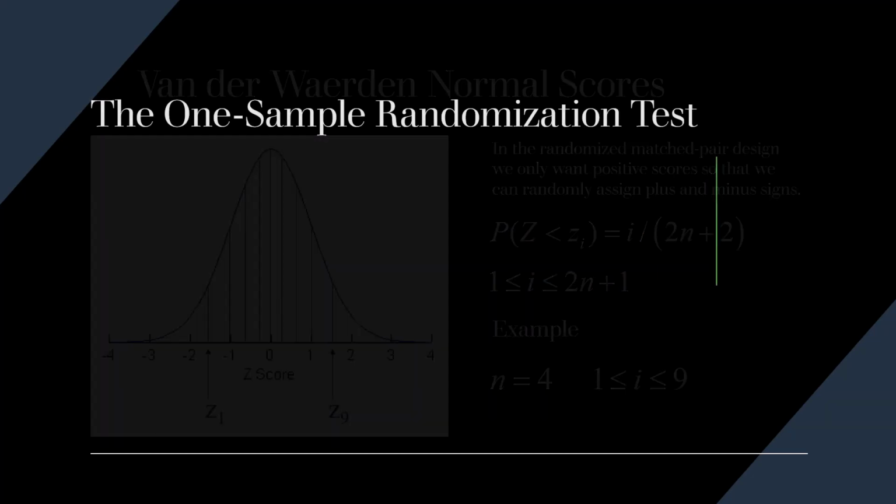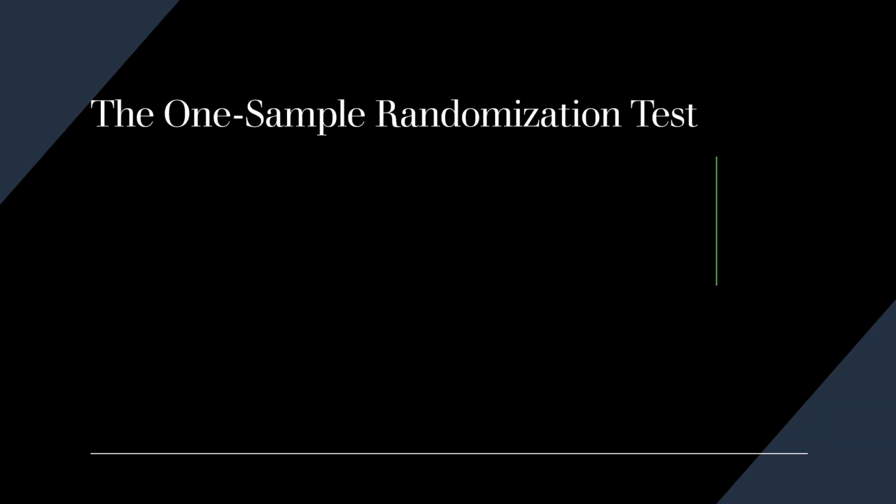Now let's talk about using normal scores with the one-sample randomization test. You should have watched a previous video in which I described Fisher's general method using original scores in order to conduct a randomization test.